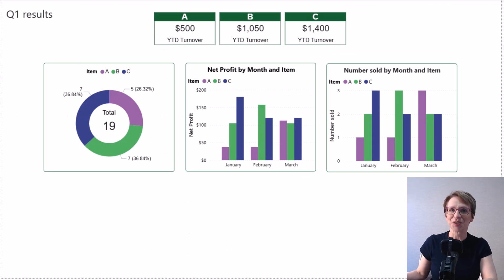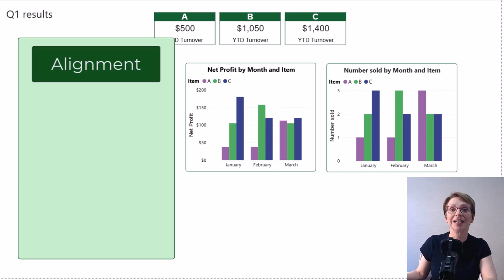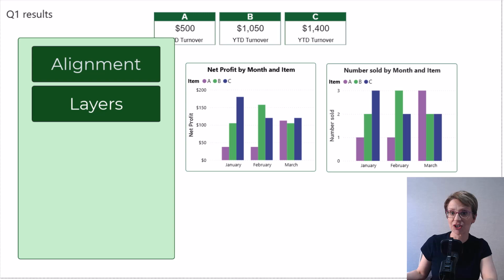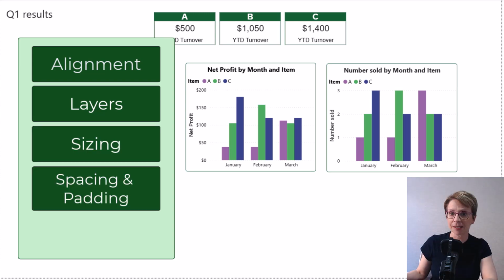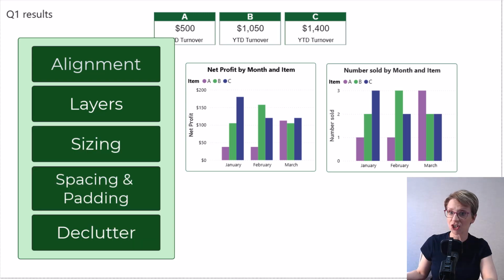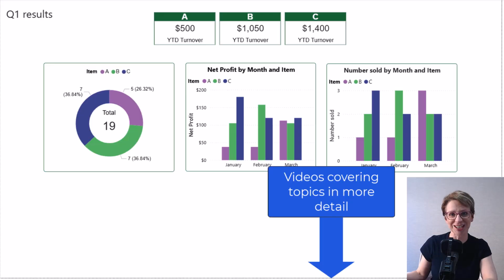So to recap, the 5 things we looked at in this video were: alignment, layers, sizing, spacing and padding, and removing charts which feel squashed or perhaps belong to another page. Please check out my other videos where I go into some of the topics mentioned in this video in more detail. The links to the videos are in the description below.